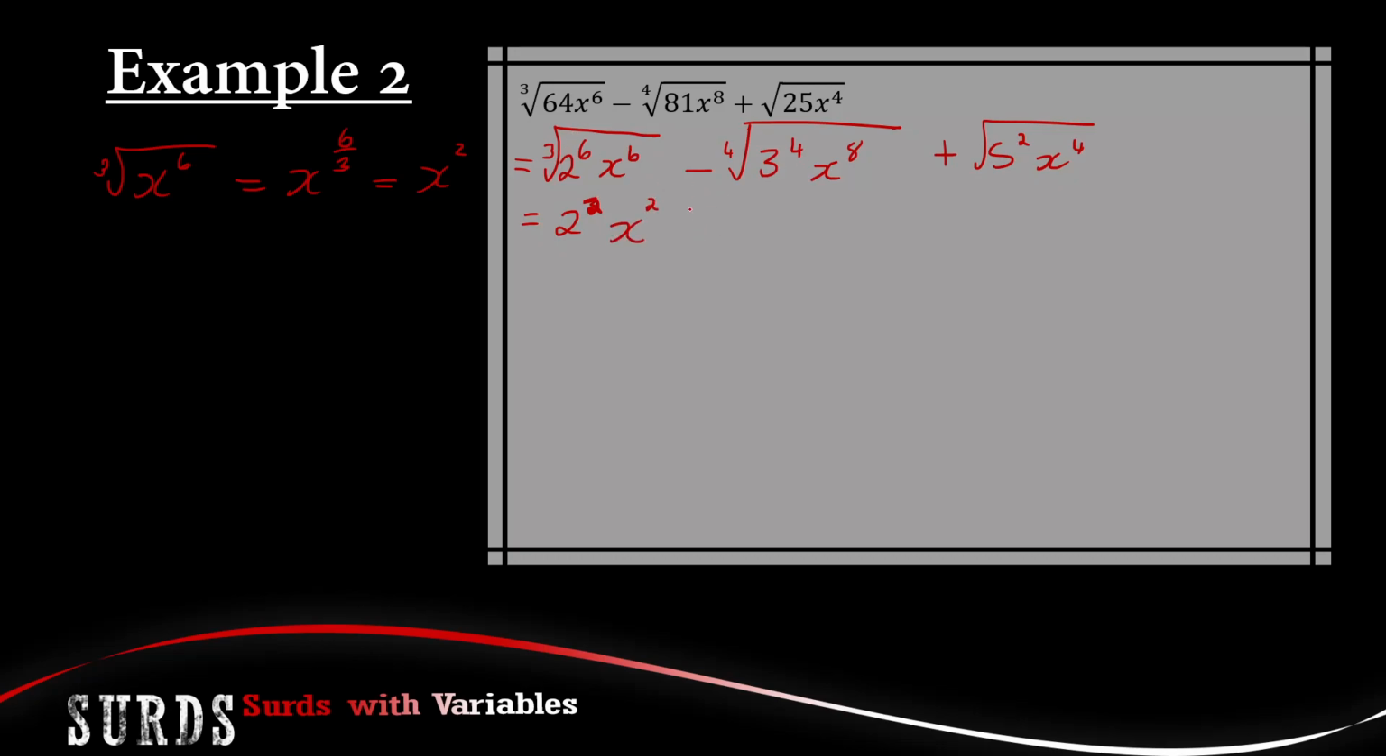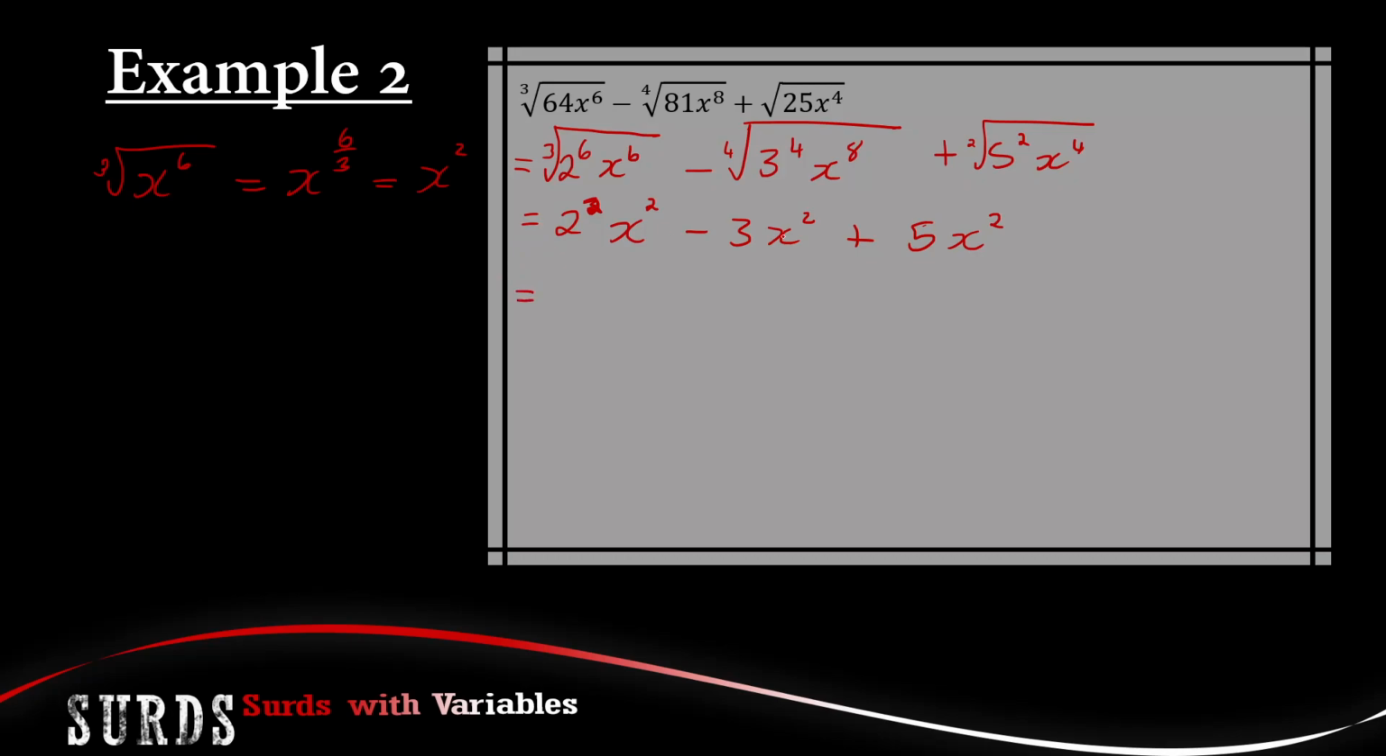And here, we have just 3, because 4 divided by 4 is 1 and 8 divided by 4 is 2, plus then 5 squared. The square root of 5 squared is just 5, because 2 divided by 2, there's an imaginary 2 there, is 1. And then x, this is why we halve the exponent whenever we take a base out of the square root. So this is then 2.